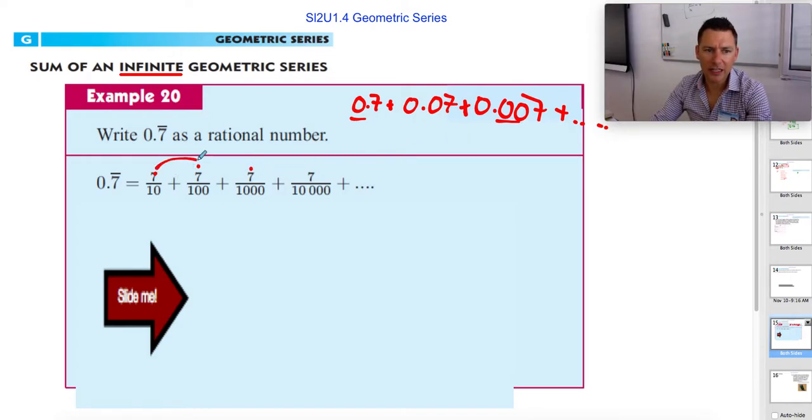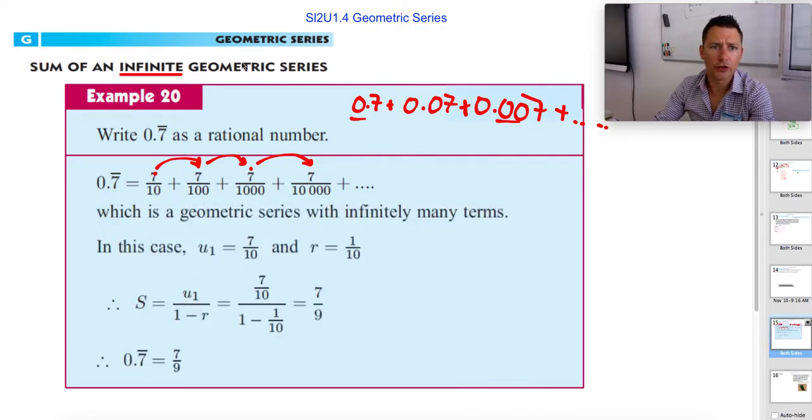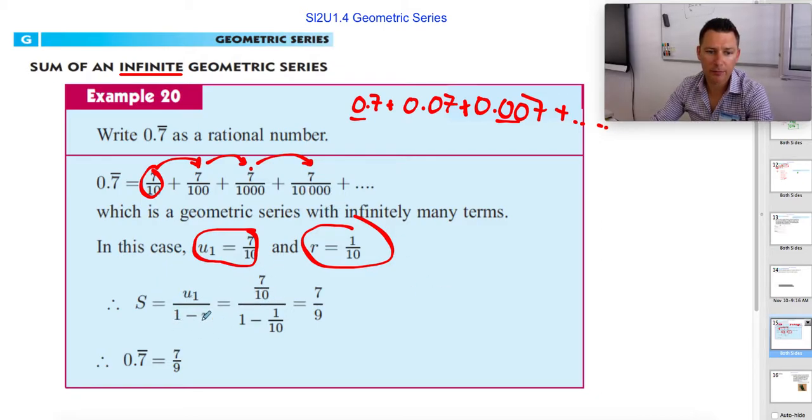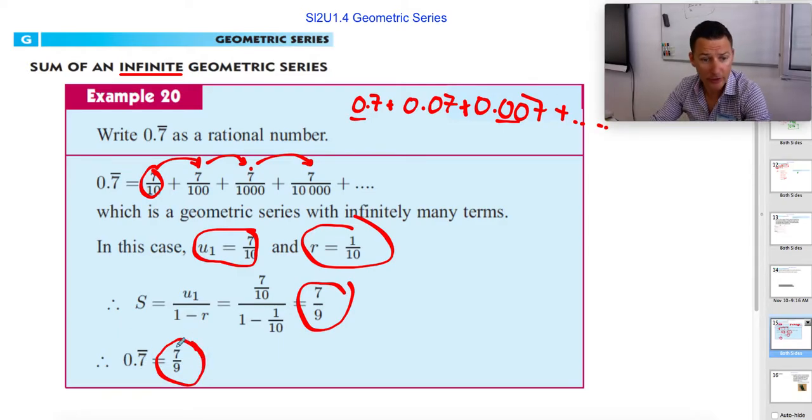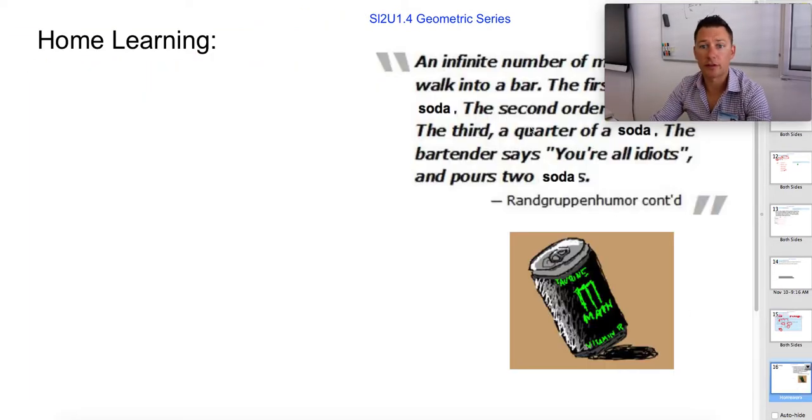And you can see that each time you're multiplying by 1 over 10 to add the next one, right? So you can figure out that your initial value is 7/10, it's this one, and each time you're multiplying by 1/10 to get to the next one, right? It's getting 1/10 as big. And so you plug it all in, 7/10 over 1 minus 1/10, and you end up with 7/9, which is the fractional form of this repeating decimal. If you plug 7/9 in your calculator, you get 0.77777. Neat. All right, so that's it.